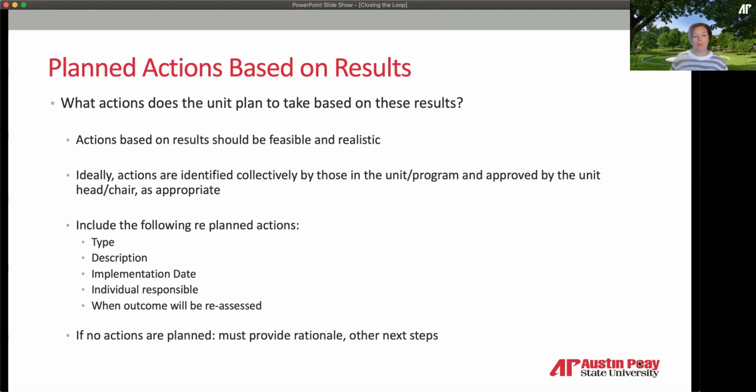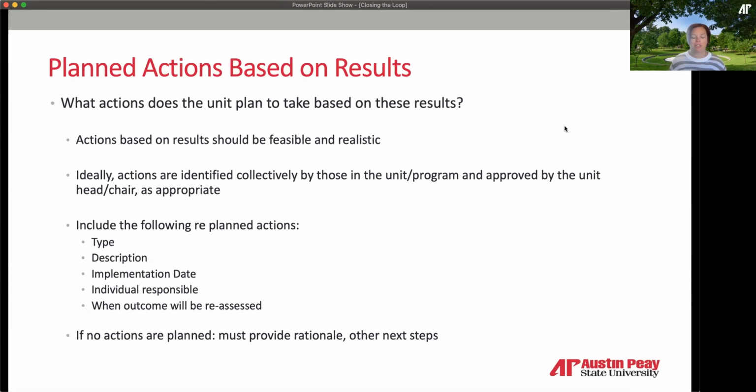So we're going to ask you about what type of action. There'll be a drop down there, right, Allie, that they'll select what type of action. Then you'll just describe it briefly, and you'll say when you hope to implement it. That doesn't have to be a specific date. I mean, it could just be fall 23 or whatever you decide you want to say there.